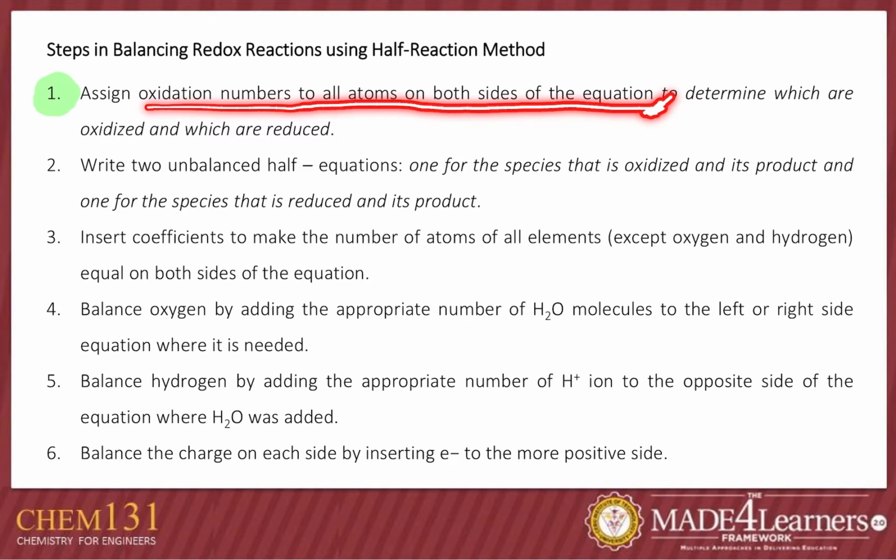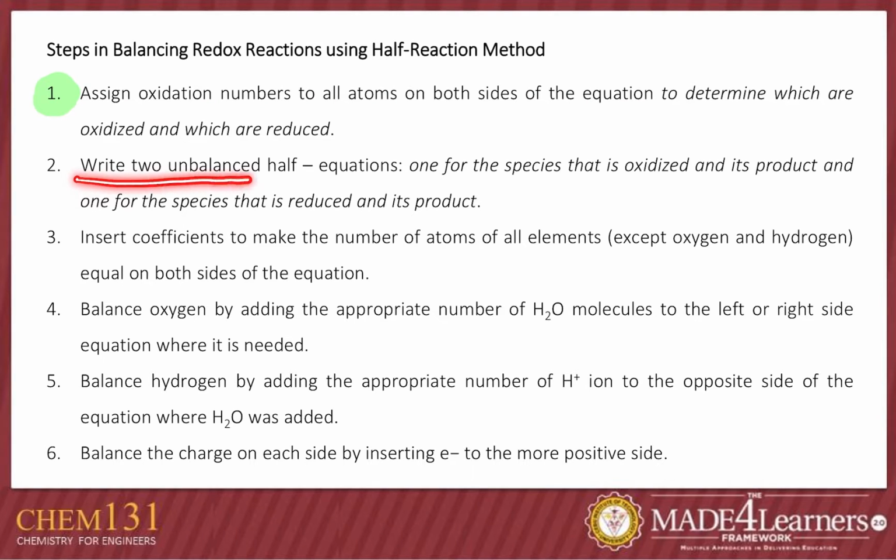So after we assign oxidation numbers and after we have determined which substance undergoes oxidation and reduction, the second step is to write the two unbalanced half equations. So we have the oxidation half reaction and the reduction half reaction. So we separate them into two, okay?